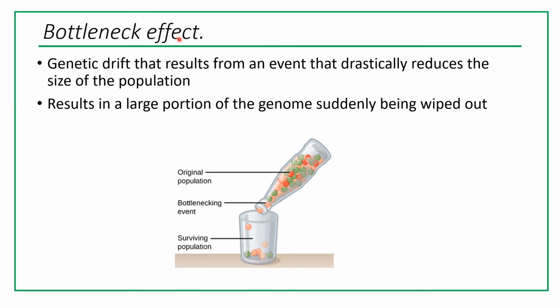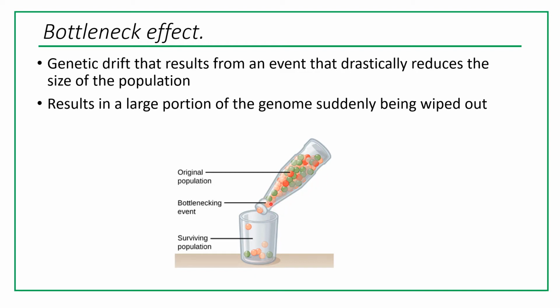So, bottleneck effect. Bottleneck effect is genetic drift that results from an event that drastically reduces the size of the population, and results in a large portion of the genome suddenly being wiped out. They call it bottleneck effect because it's like the neck of a bottle. So if this bottle represents the original population, you can see we have all these different alleles. It's a representation, don't forget about that. But we have some green, some pink, some red.